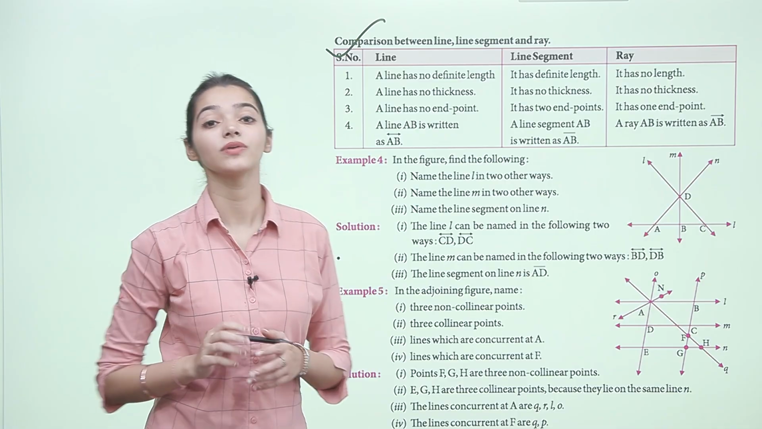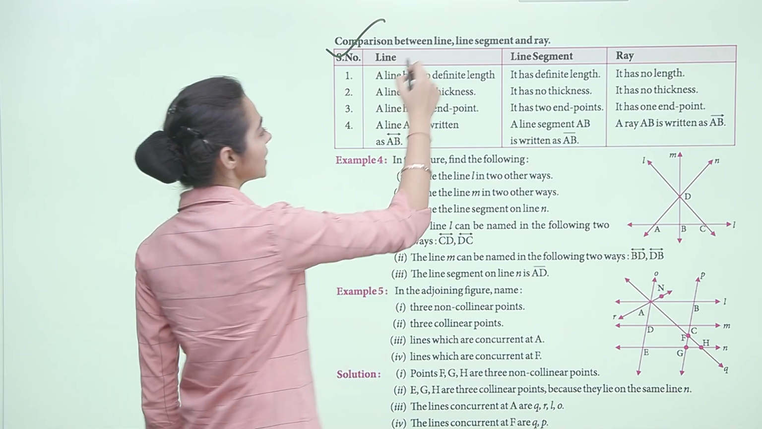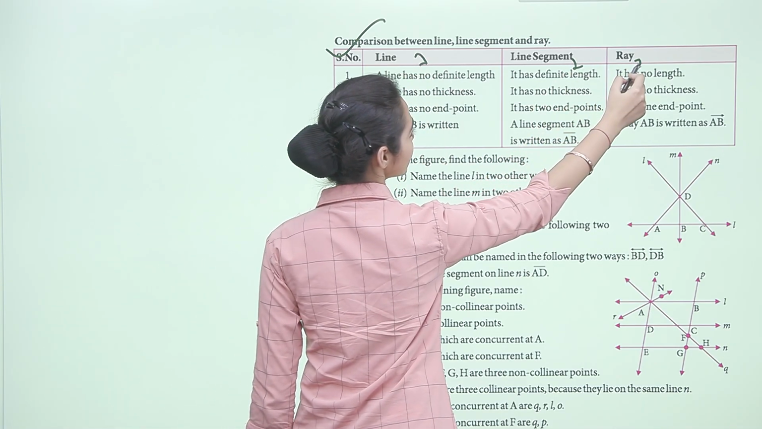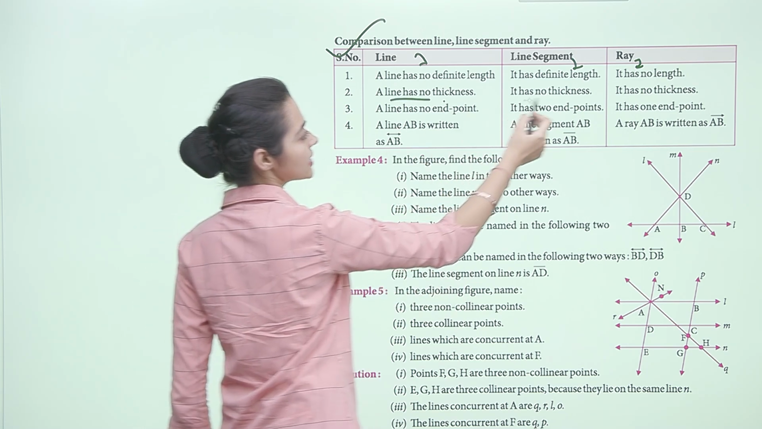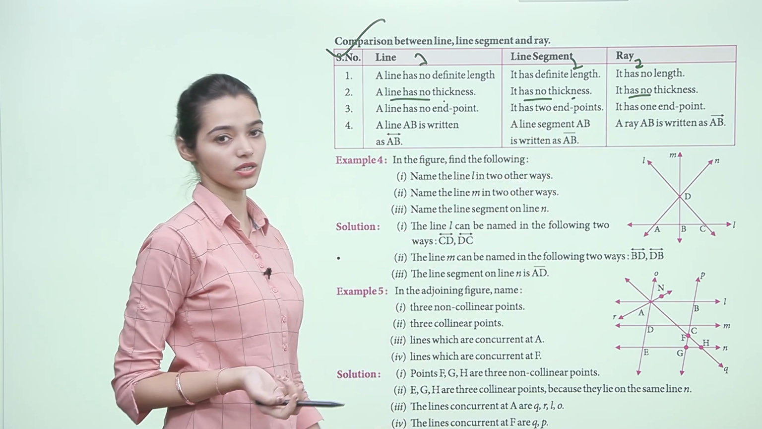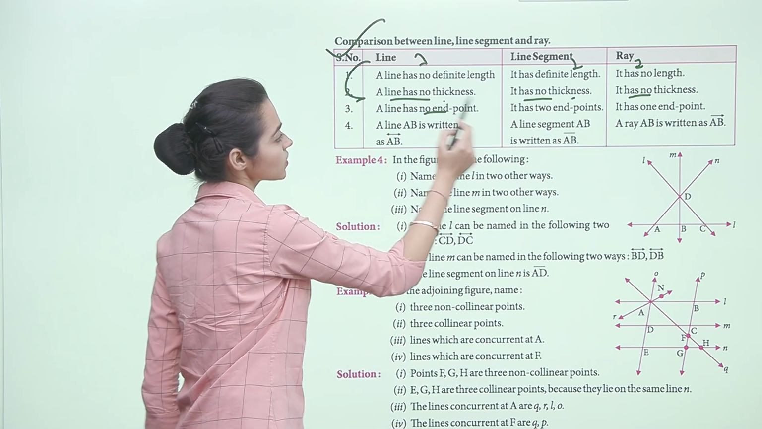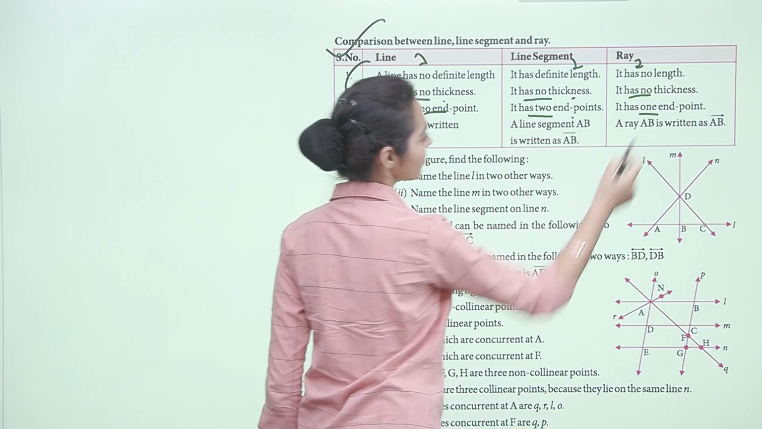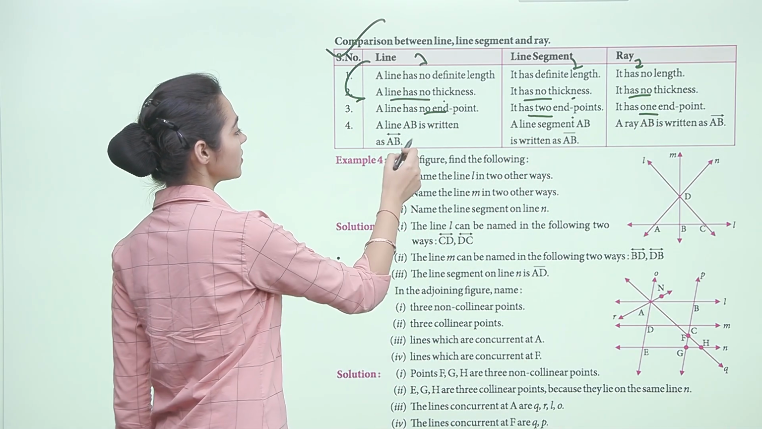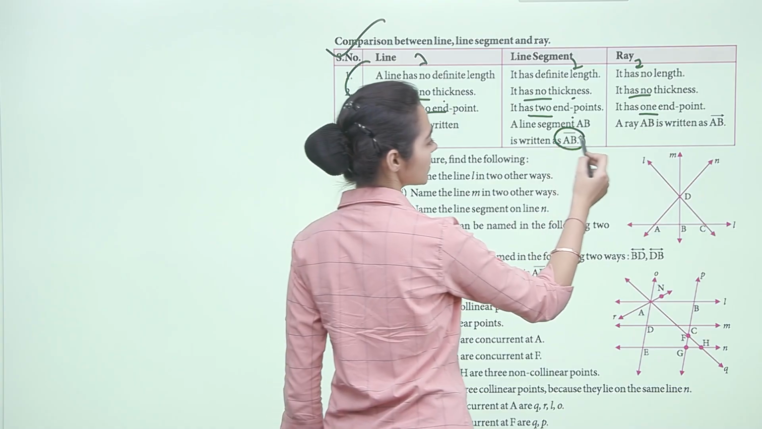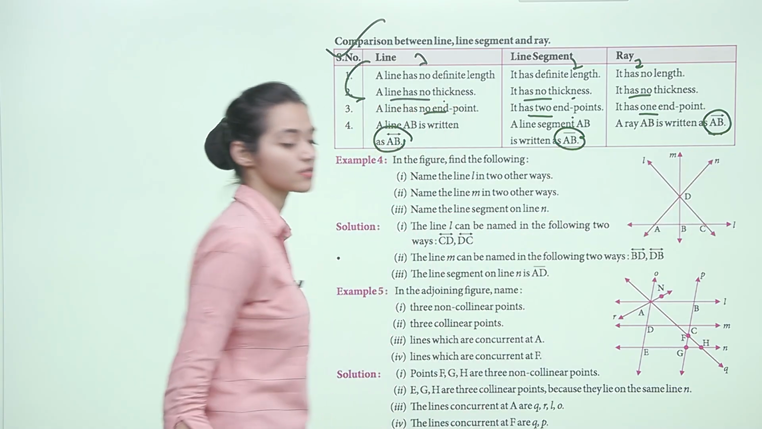Here is our comparison between a line, a line segment and a ray. A line has no definite length, a line segment has a definite length, and a ray has no definite length. None of them has thickness. A line has no endpoint, a line segment has 2 endpoints and a ray has 1 endpoint. Each can be represented as shown.